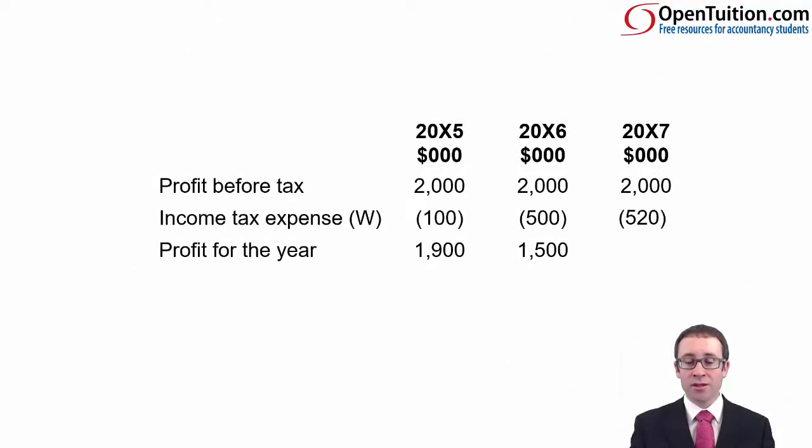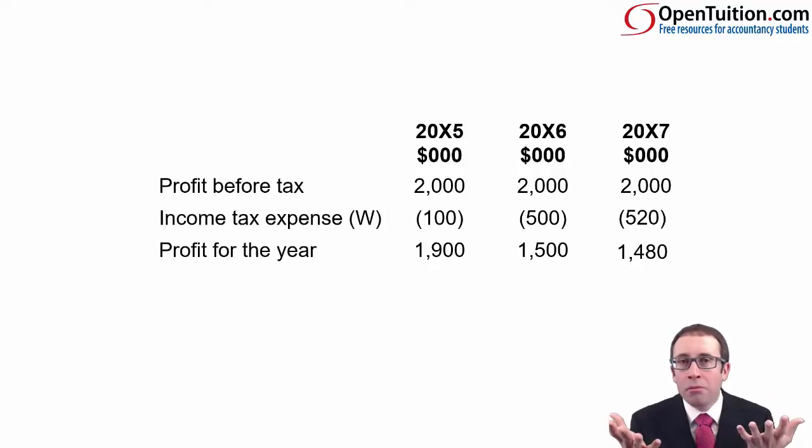That 520 appears as your tax expense. So if you like journal entries, debiting your tax expense in profit or loss, credit your tax payable on the SFP. So you're going to have a 520 liability on the statement of financial position. Your profit for the year is 1,480. Okay. There we go. We've done all the calculations. It's all correct. What's the problem?